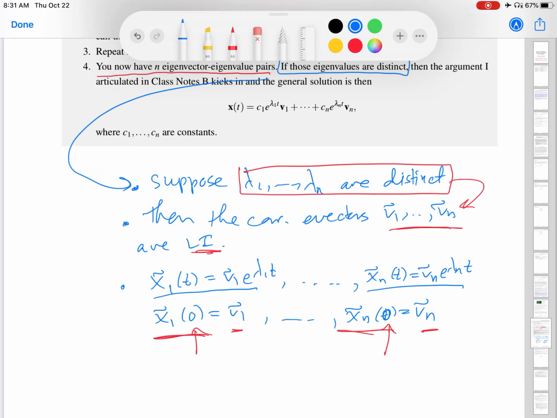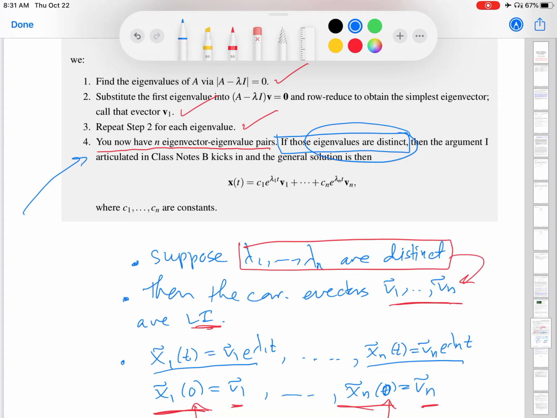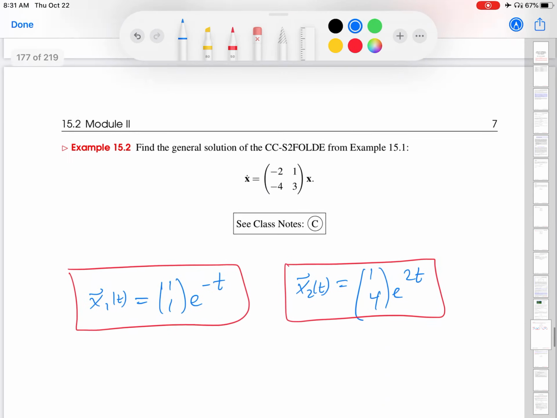And then I can pick up with the rest of the argument in Class Note B. I have n linearly independent solutions in an n-dimensional vector space. Therefore, they span the space, and thus they're a basis. So I wanted to point that out here. This is a shortcut. If you have the luck that you're working on a problem where you find the eigenvalues and they are distinct, then this is what I put in the recap as number 4. You can use that to simplify the argument a little bit. And I'm going to show you again how we do that for this example.